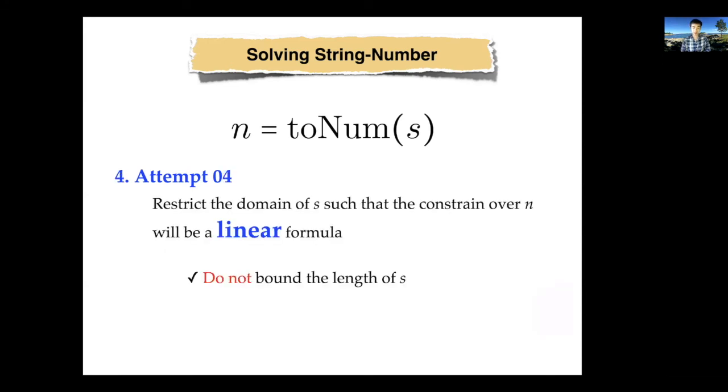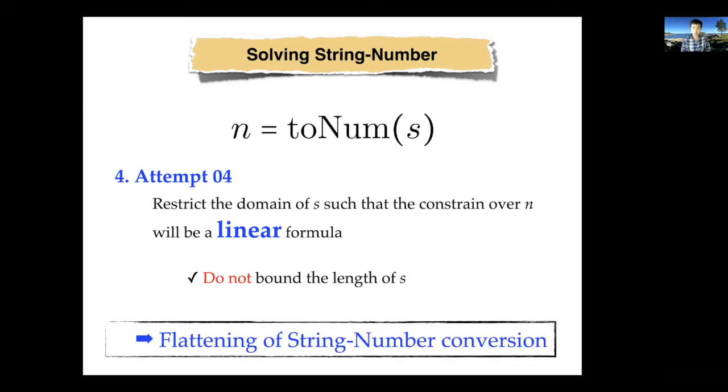Let's look at our last attempts. Now we realize that we have two constraints we want to achieve here. First, we want to restrict the domain of our string variables, such that the constraint over our numeric variables will be some linear formulas. And we don't really want to bound the length of our string variables. So we come up with a new technique called flattening of string number conversion. What does it mean?